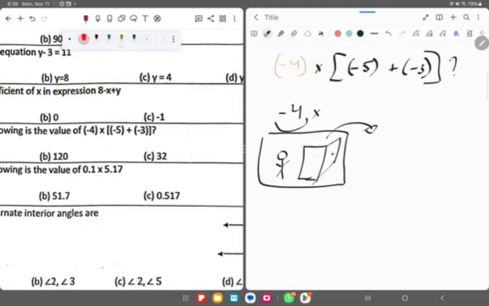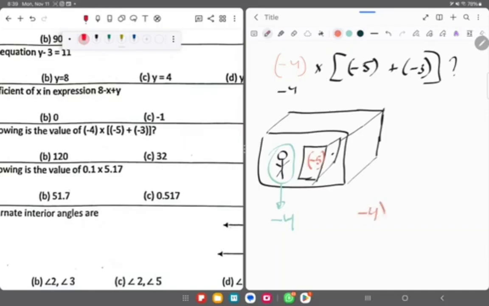So the first thing that comes out of the room, so this is the inside of the room. Now, you are the -4. You are over here as -4. And something is getting out of the room. What is the first thing that's coming out of the room? The first thing is a -5. So the -4 is saying hello to the -5. This is the scenario if I am multiplying these two together.